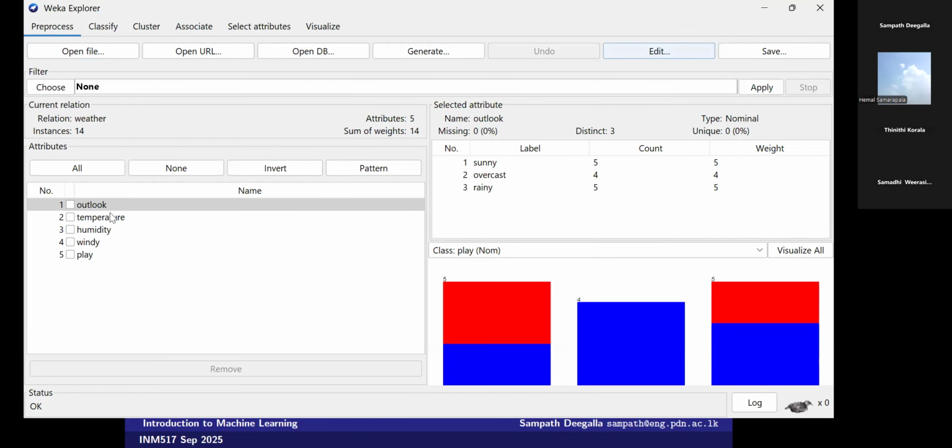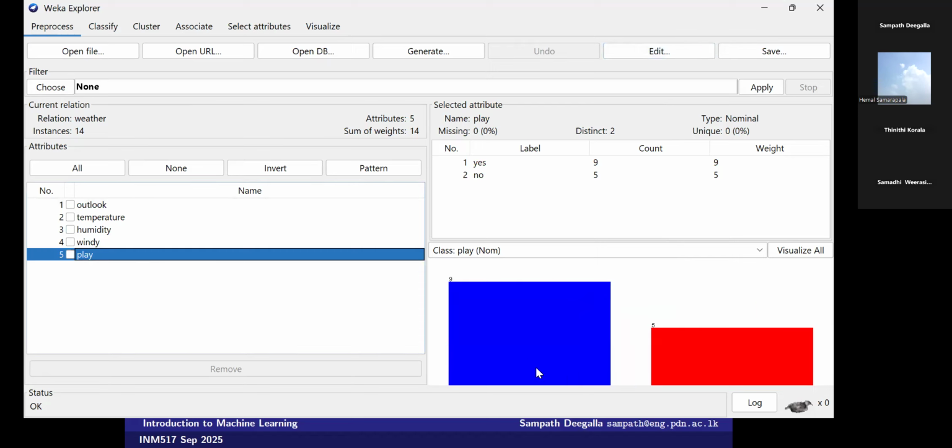Okay, now when you observe this side, you will see the attributes and you see the visualization here. So Outlook, we had nominal values. We have 3 values: sunny, overcast, rainy. It will give us the counts. And then it will also show 2 colors. The 2 colors are for the play, yes and no. If the play is yes, we have blue color. If the play is no, we have red color.